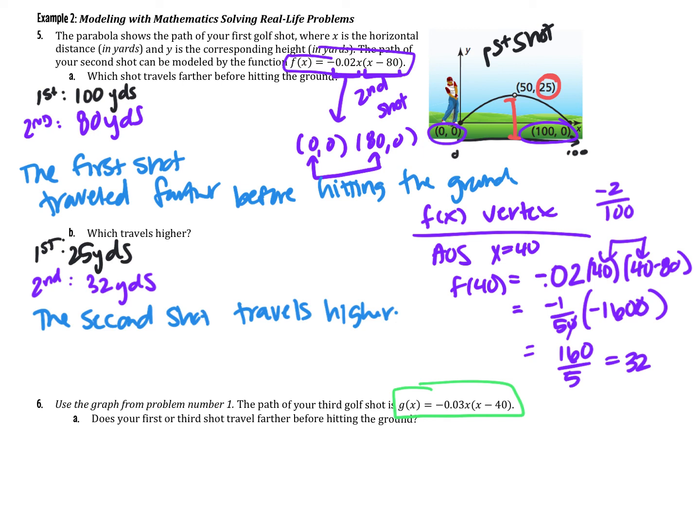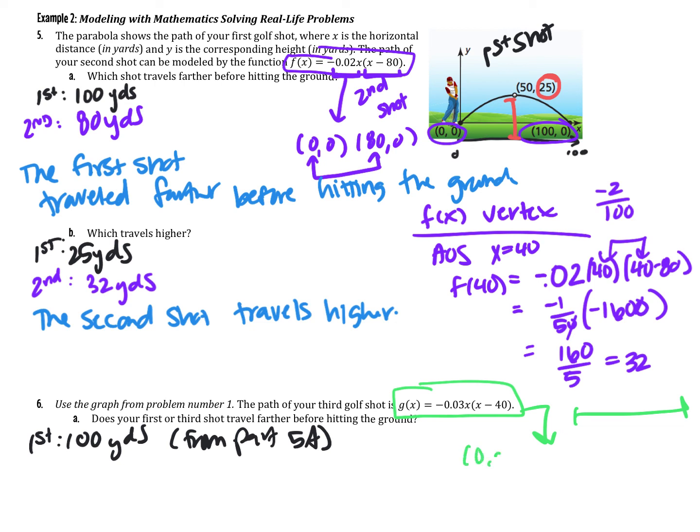So the question being asked here is, does your first or third shot travel farther before hitting the ground? Well, we already talked about how our first shot travels 100 yards before it's hitting the ground. That's from part A. Actually, I should say from 5A. Now, we need to figure out how far, talking about our horizontal distance. So we need to figure out how far apart our x-intercepts are.